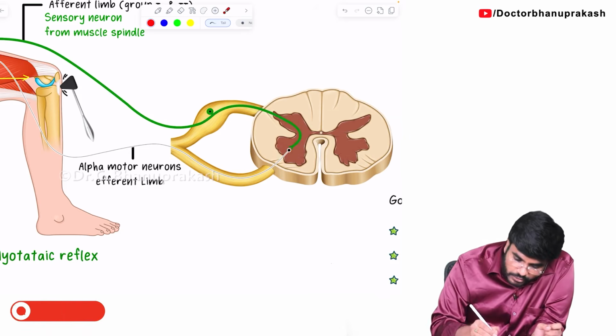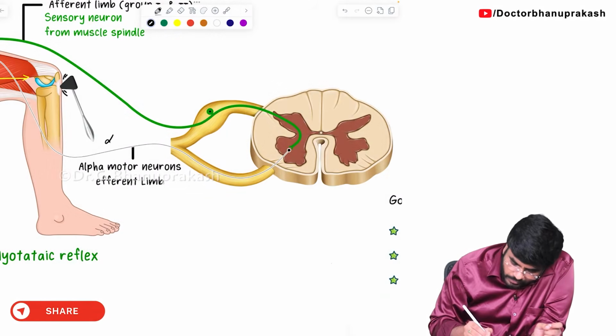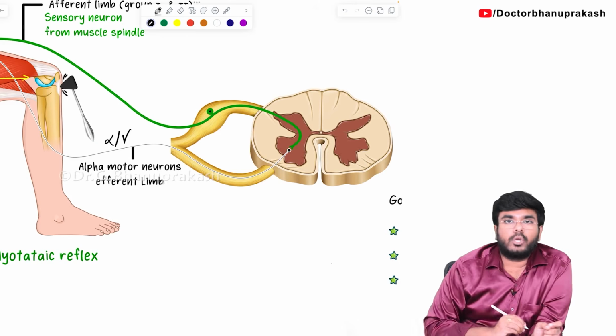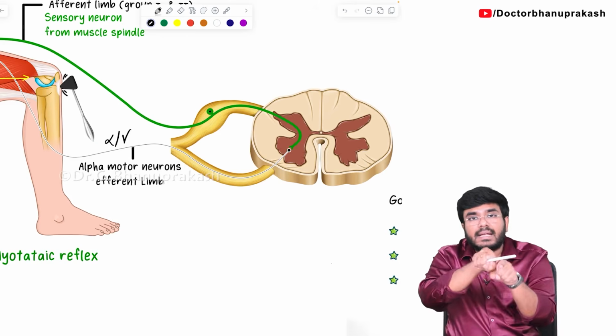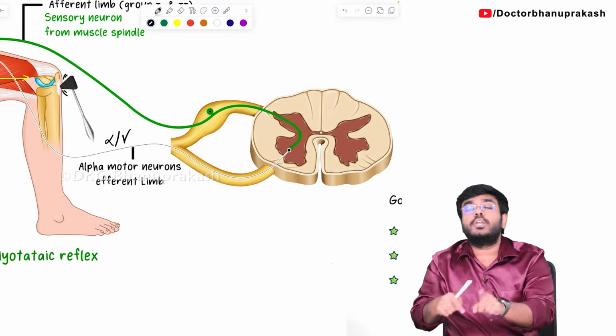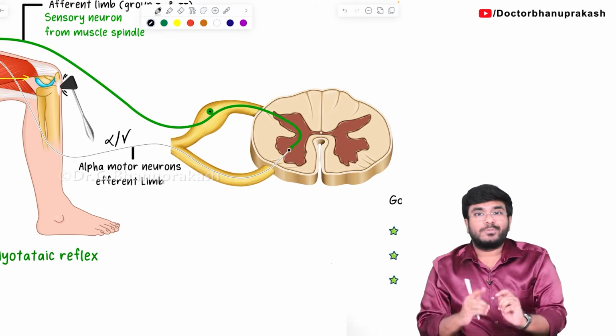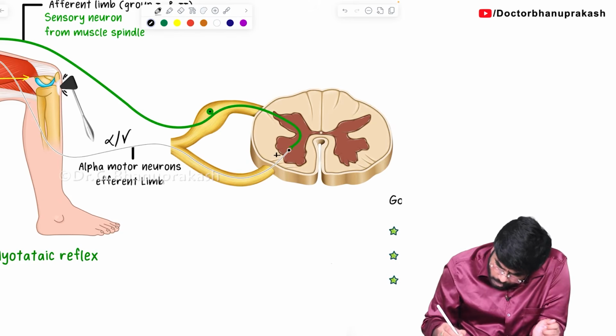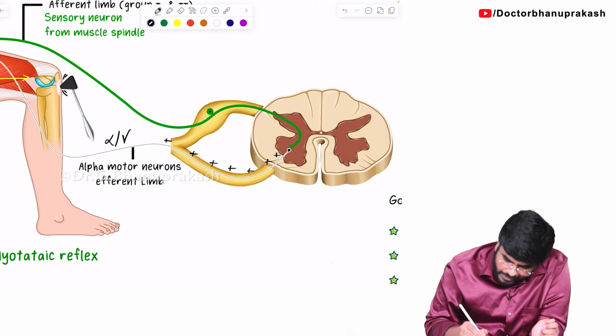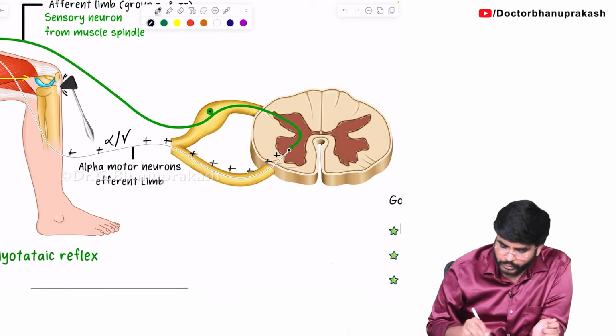Which lower motor neurons? You know, the lower motor neurons are of two types, alpha motor neuron and gamma motor neuron. This 1A fiber and secondary fiber are coming and terminating on the alpha motor neuron as well as the gamma motor neuron. So now the alpha motor neuron and gamma motor neuron both are activated. Actually two fibers are there, but I am showing as one.